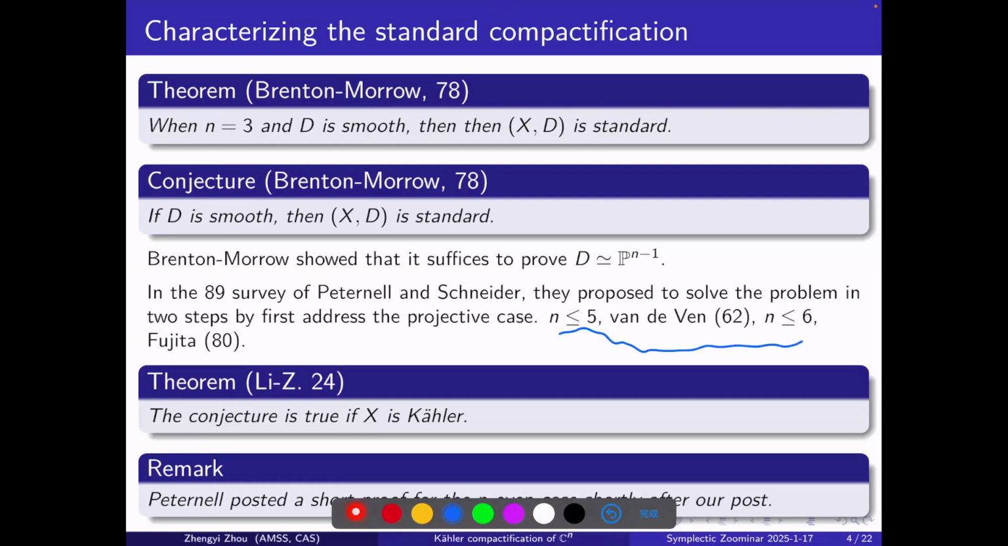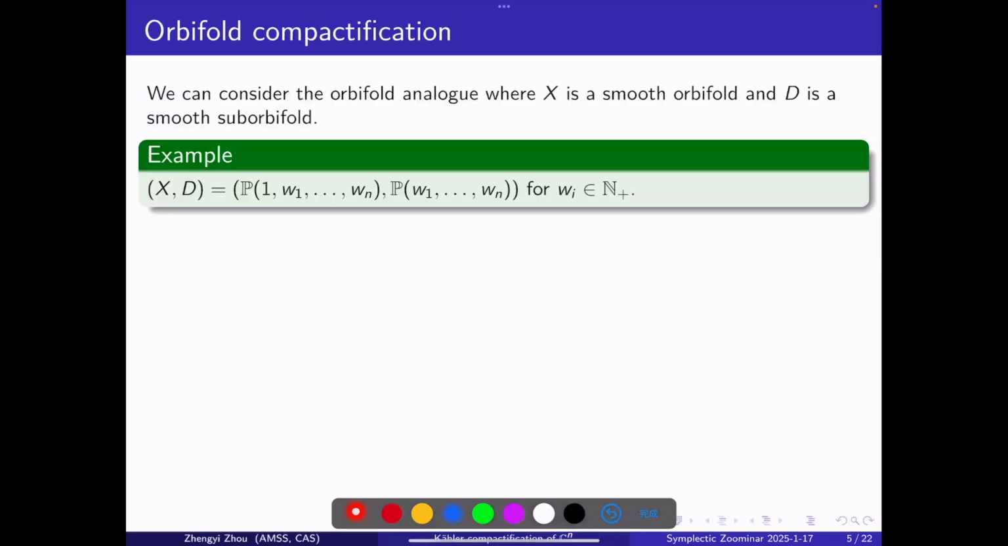Okay. So next we can consider a slight generalization of the problem, which is the orbifold analog. Now we consider X a smooth complex orbifold, or smooth Kähler orbifold, and D a smooth suborbifold. So even though we have singularities, as an orbifold it's a kind of smooth submanifold. And there are more examples of the compactification.